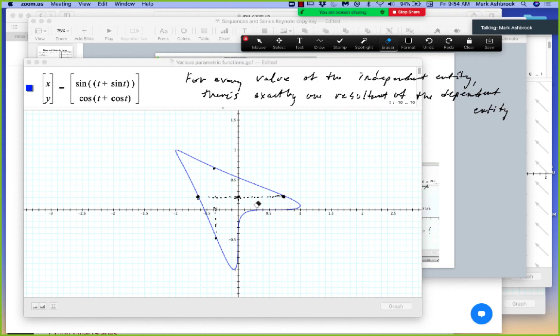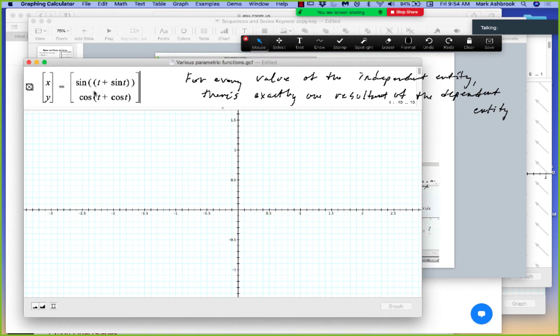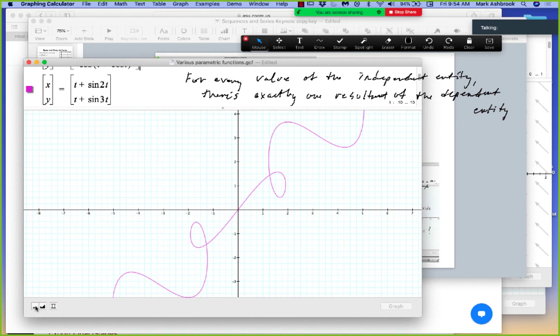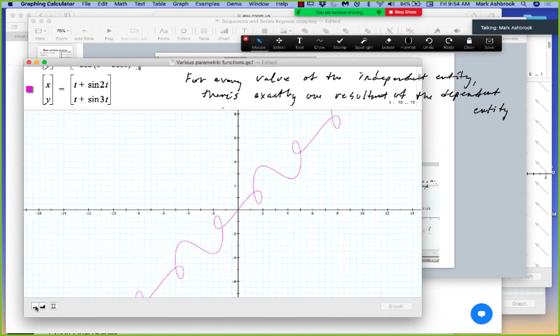All right, and so then you can model all kinds of curves in the xy plane that weren't functions before, and they're functions parametrically. So here's a rather simple parametric function, t plus sine 2t, t plus sine 3t, but it looks nothing like functions that you're used to from your math history, right? So we didn't really see anything like this, okay? But it's a valid function. If you could say that ordered pairs x and y are a valid function of t, according to this parametric definition.